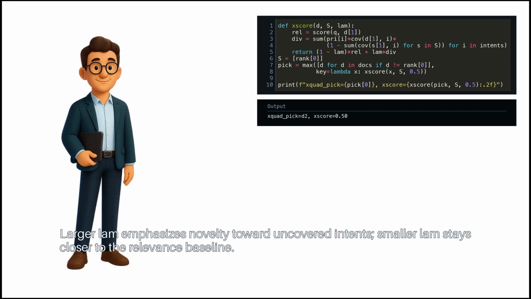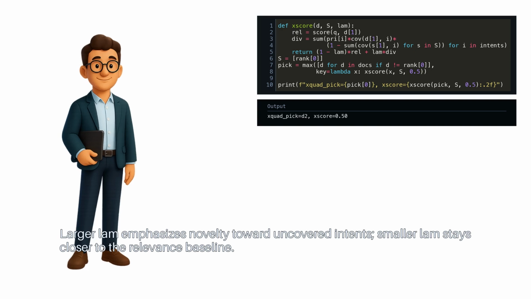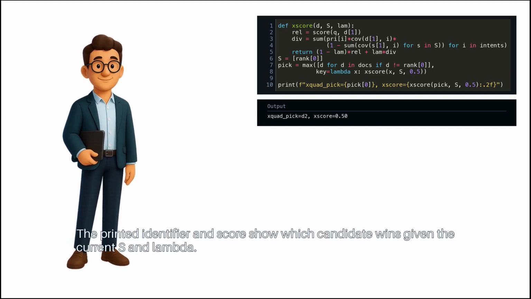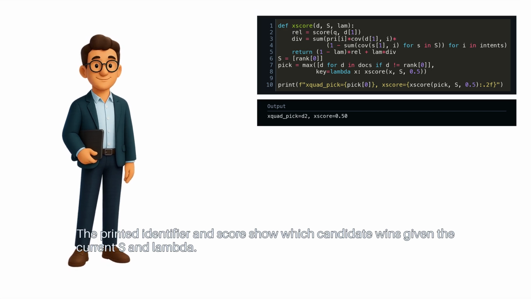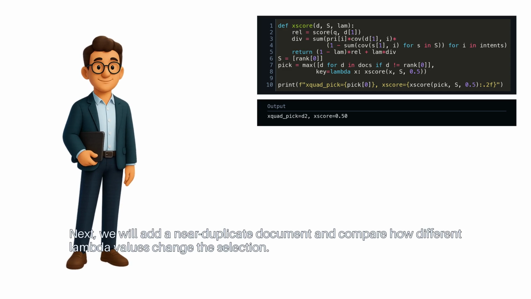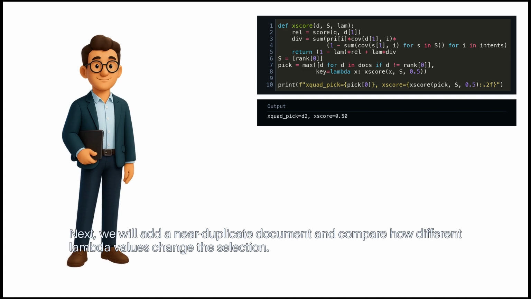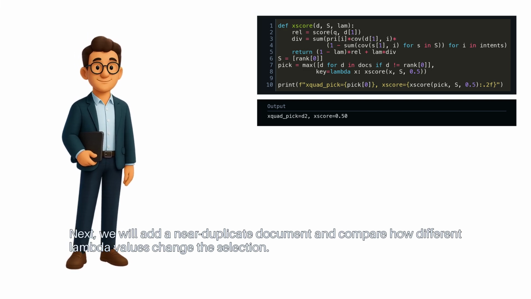Larger lam emphasizes novelty toward uncovered intents. Smaller lam stays closer to the relevance baseline. The printed identifier and score show which candidate wins given the current S and lambda. Next, we will add a near duplicate document and compare how different lambda values change the selection.